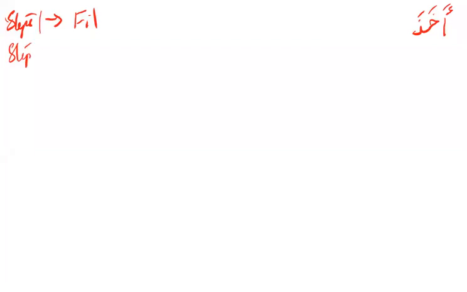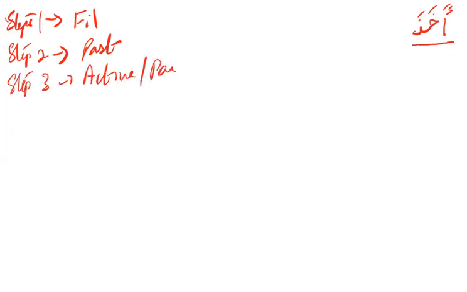Step 2. What type of fa'il is it? Past tense or present tense? It is madi, it is past. Why? Because it is only 3 letters, no mudari letters. Step 3. Is it active or passive? Because we are talking about past, it is active. Yes, it is active.